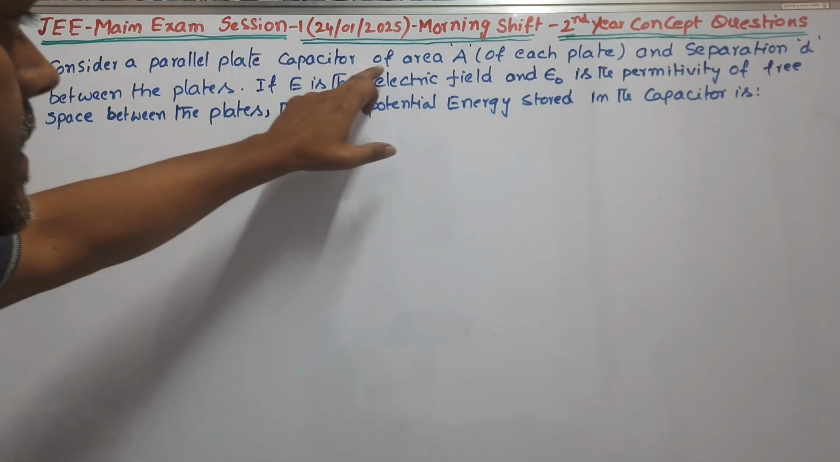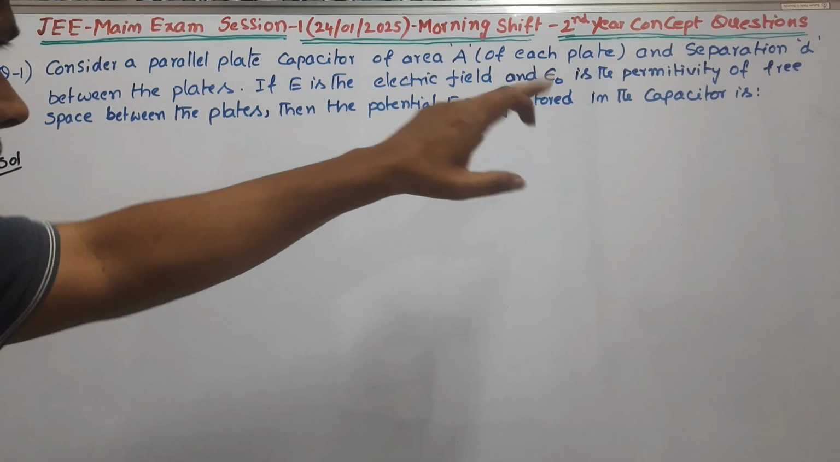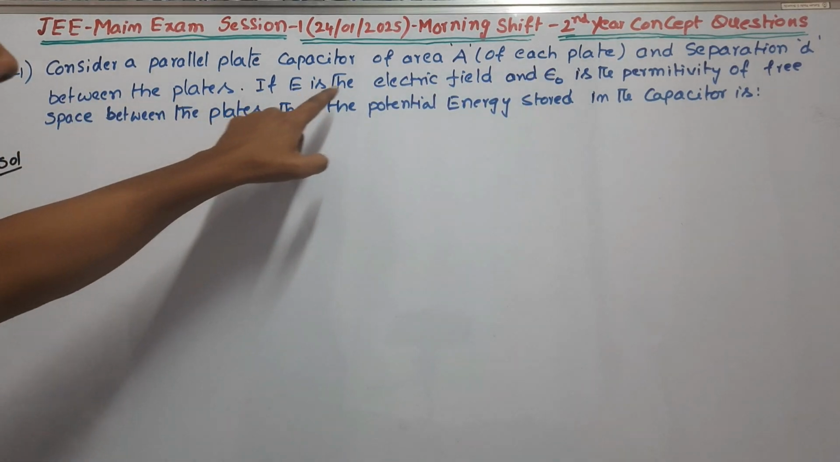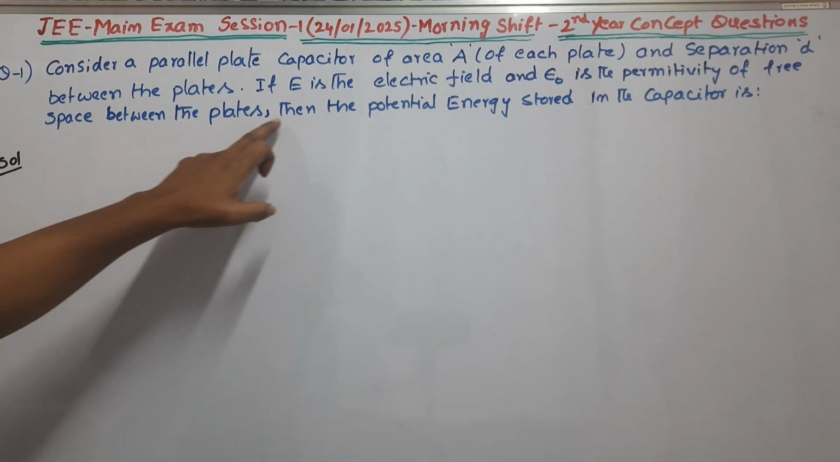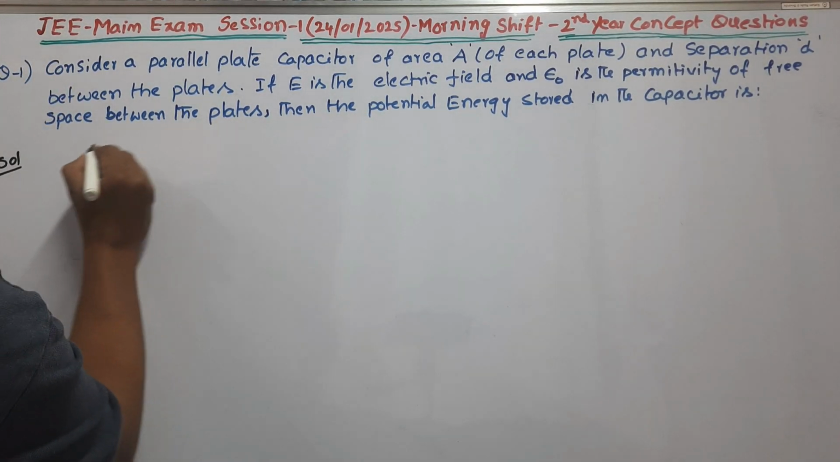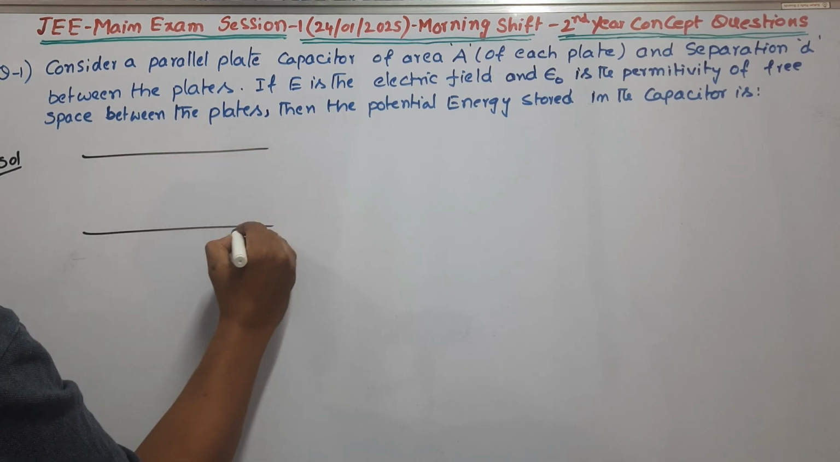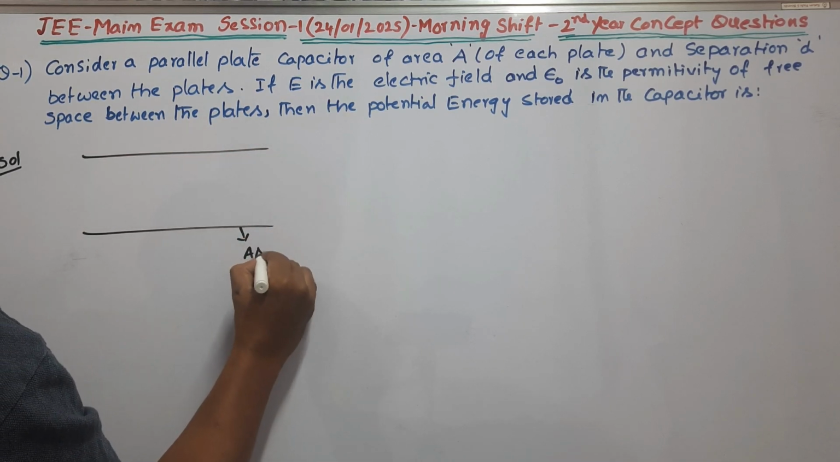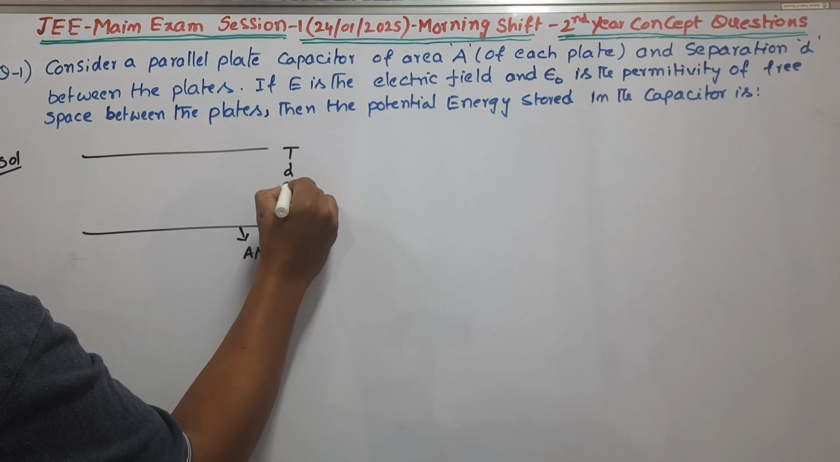Consider a parallel plate capacitor of area A of each plate and separation D between the plates. If E is the electric field and epsilon naught is the permittivity of free space between the plates, then the potential energy stored in the capacitor is... see, this is a parallel plate capacitor. A is the area, D is the distance between these two plates.